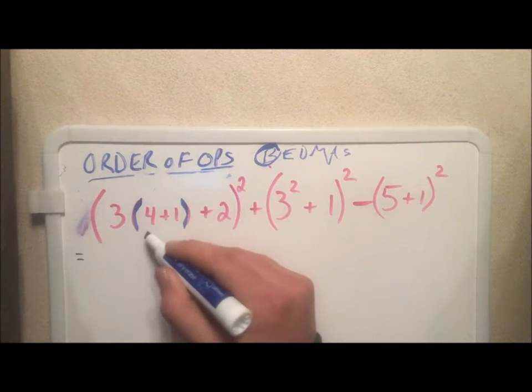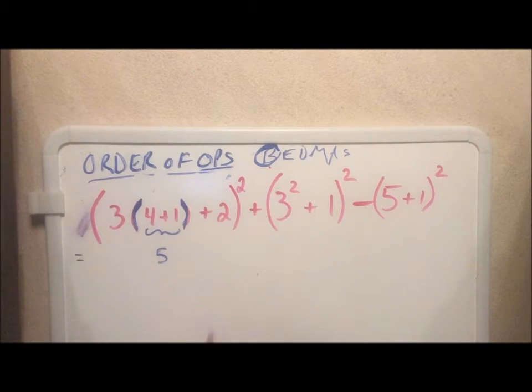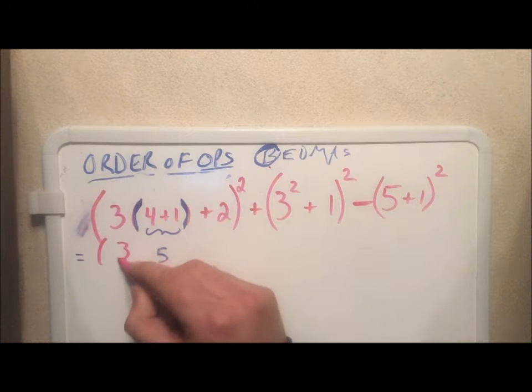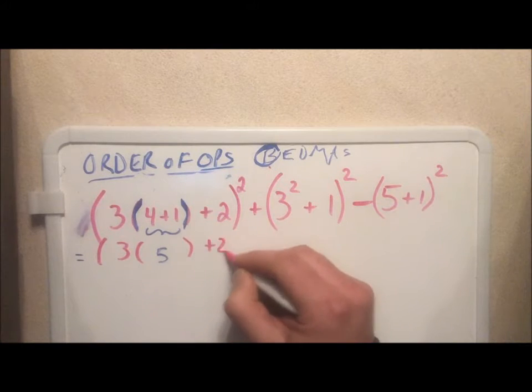So my next line, I'm just going to deal with that. 4 plus 1 makes 5. Now everything else comes down exactly where it was. I'm going to keep the brackets there for now.